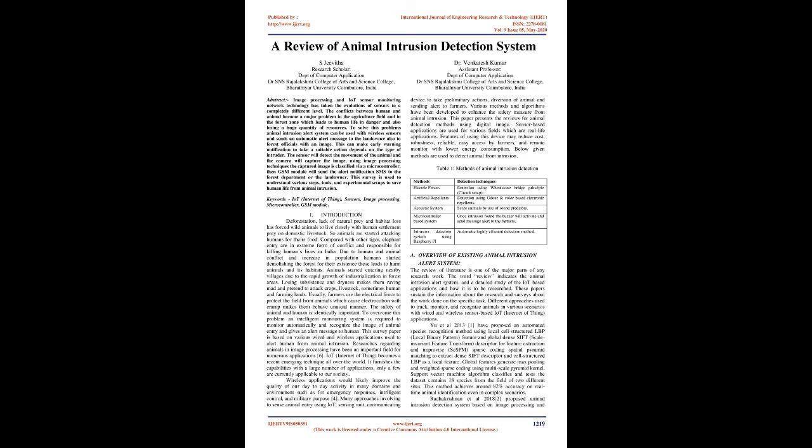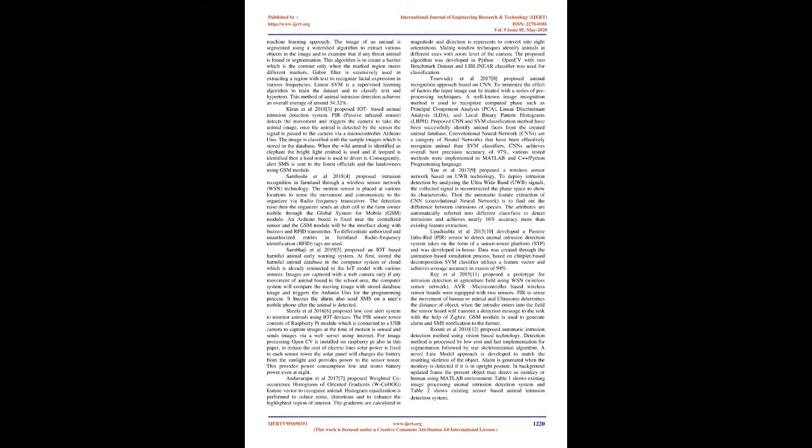You et al. 2013-1 have proposed an automated species recognition method using local cell-structured LBP (local binary pattern) feature and global dense SIFT (scale invariant feature transform) descriptor for feature extraction, and improvised SCSPM (sparse coding spatial pyramid matching) to extract dense SIFT descriptor and cell-structured LBP as a local feature. Global features generate max pooling and weighted sparse coding using multi-scale pyramid kernel. A support vector machine algorithm classifies and tests the dataset, which contains 18 species from the field of two different sites. This method achieves around 82% accuracy on real-time animal identification even in complex scenarios.